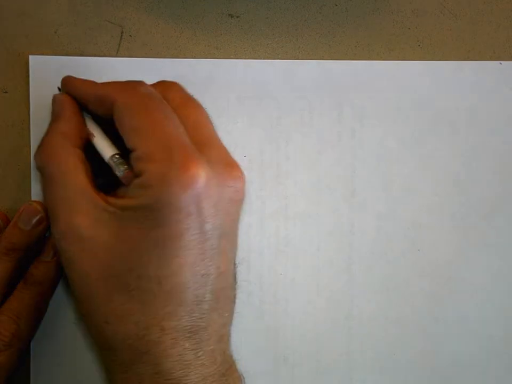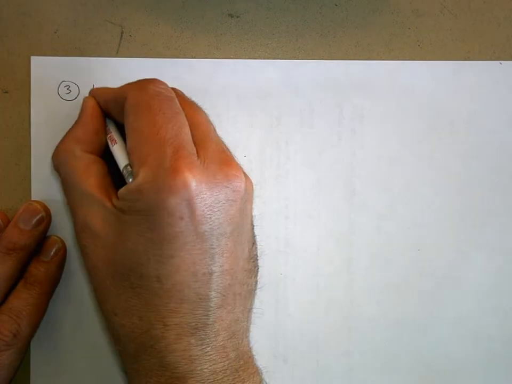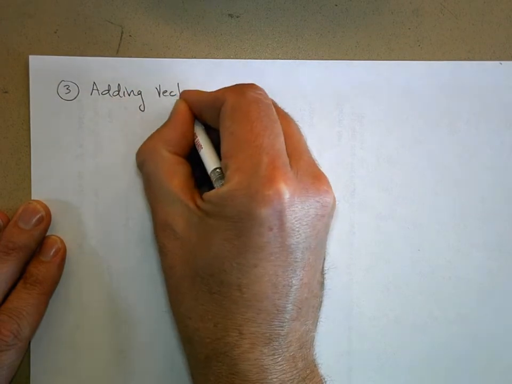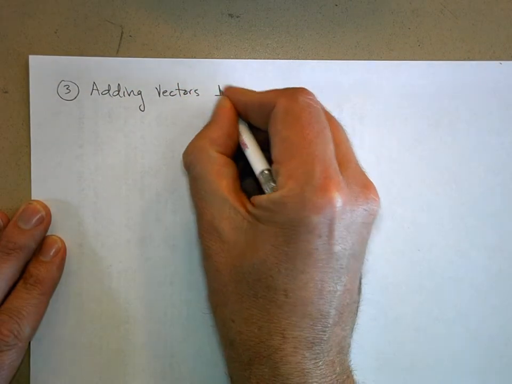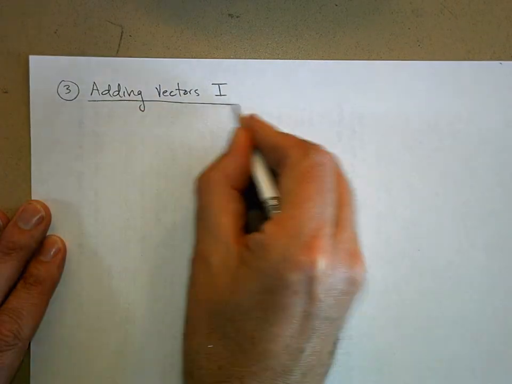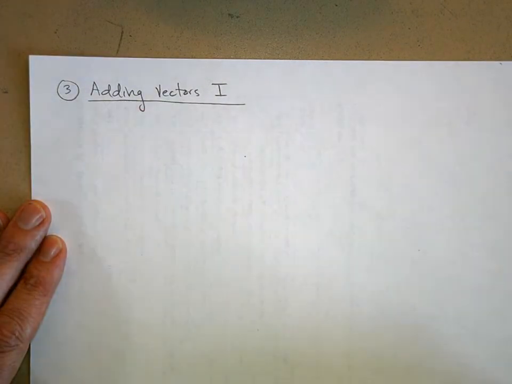Okay, let's do assignment 3, which is adding vectors. Part 1. We're going to be adding vectors. Obviously, we'll do part 2 a little later.